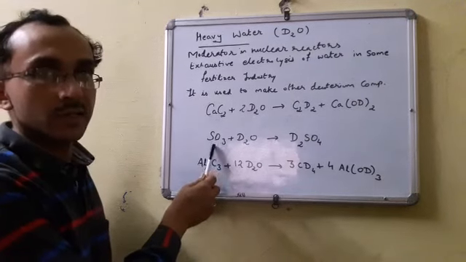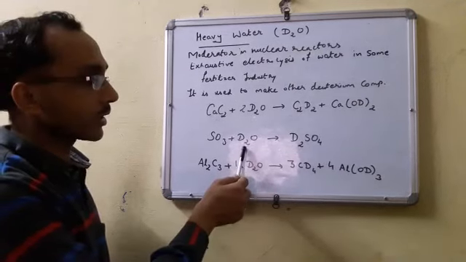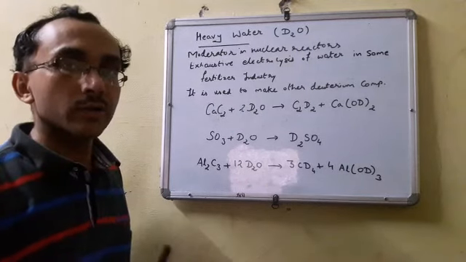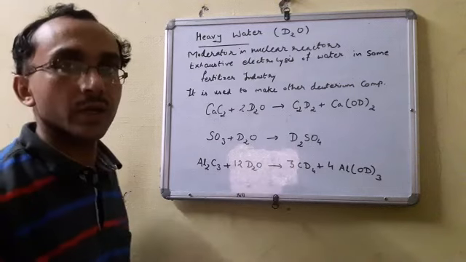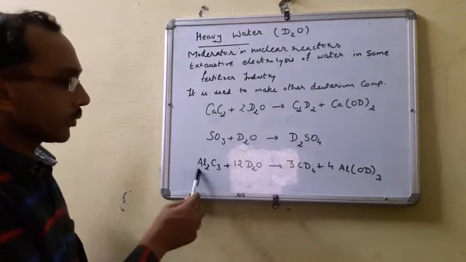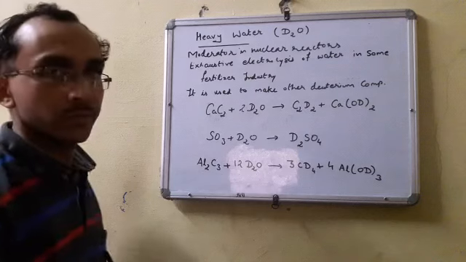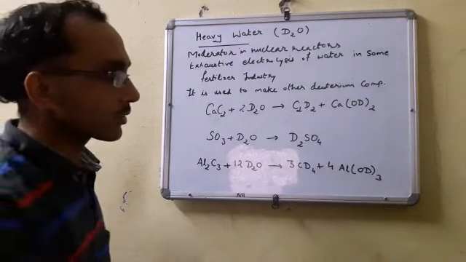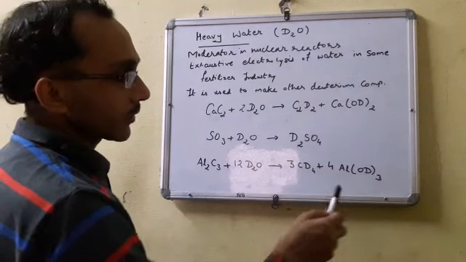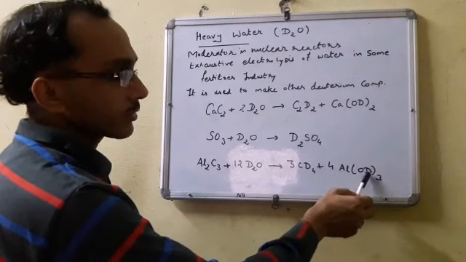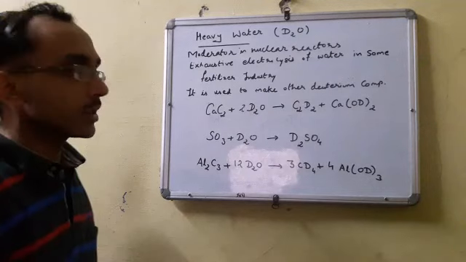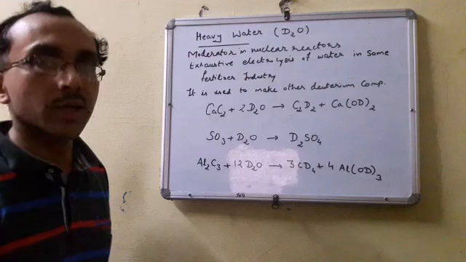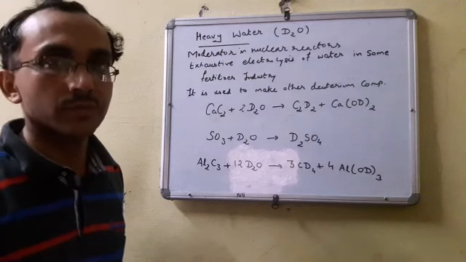Similarly, SO3, this is sulfur trioxide. When we are reacting with heavy water, it forms D2SO4. As we are saying H2SO4, it is hydrogen sulfate, it is deuterium sulfate. Understood? Similarly, it is aluminium carbide. When we are reacting with heavy water, it will form CD4. If we are taking protium, it will become CH4. Understood? Along with aluminium hydroxide, instead of hydrogen, we are using here deuterium. Understood? So this heavy water is used to make various types of compounds that are used in various chemical industries. Understood?